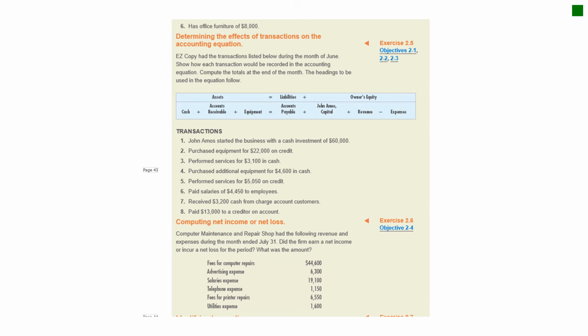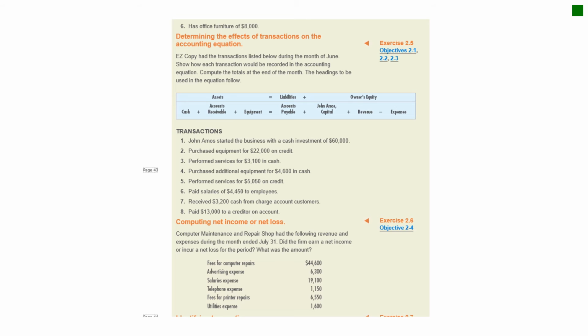Number 3, perform services for cash, $3,100. Remember, cash is going to be increased. That's an asset. So that's a plus $3,100 to cash. And performing services is always revenue. So over here, notice I do a plus $3,100. Notice my equation balances. That's number 3.